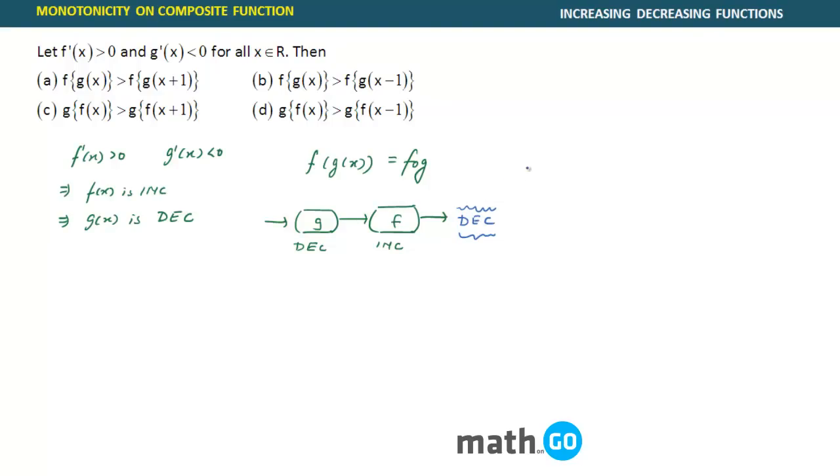Now how will I prove it to you? Let's take two values. Let's say we are trying to solve option A. So g(x) and g(x+1). Which one of them will be greater? Since g is a decreasing function, g(x) will be greater, because this is the smaller input and this is the larger input. So the value at the smaller input will be greater than the value at the larger input. Now to this you have to apply f, right?